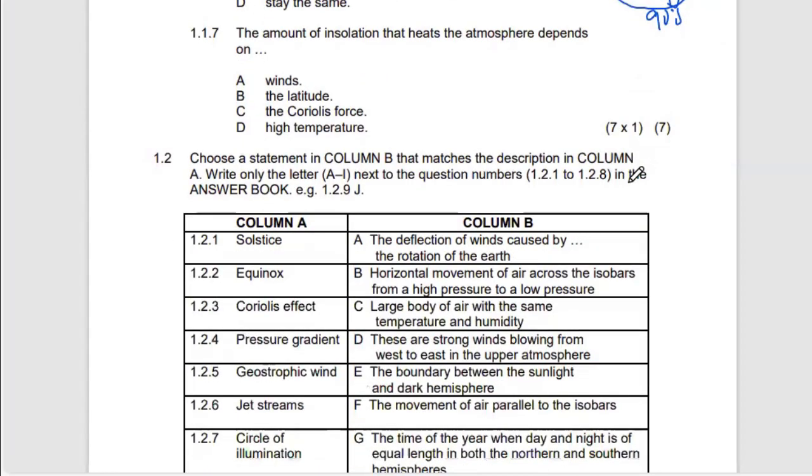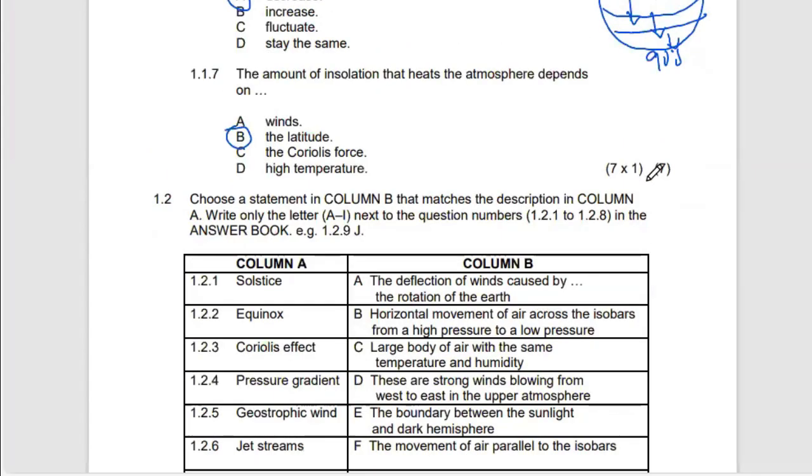Moving on to the next question, the amount of insolation that hits the atmosphere depends on what? Is it wind? Is it colatitude? Is it Coriolis? What is the correct response there? If you are seeing correctly, we can figure out that it must be latitude, like what we were saying here.